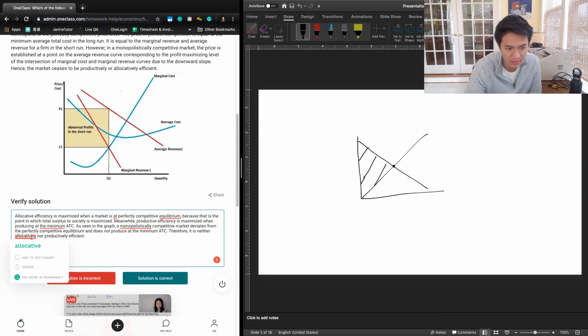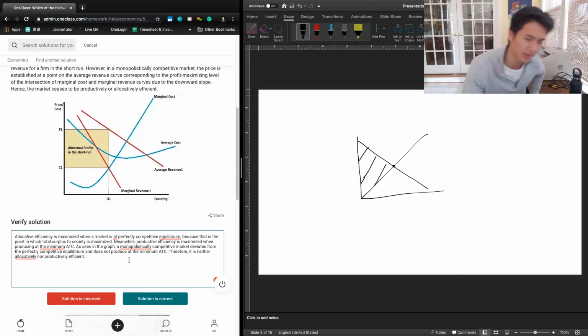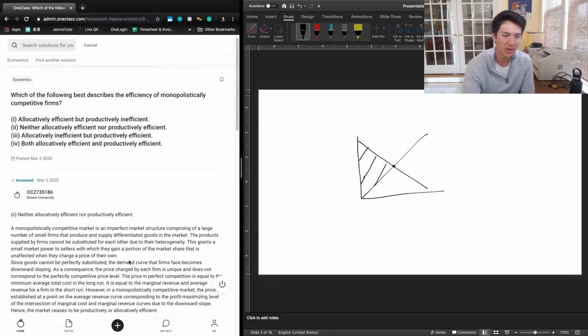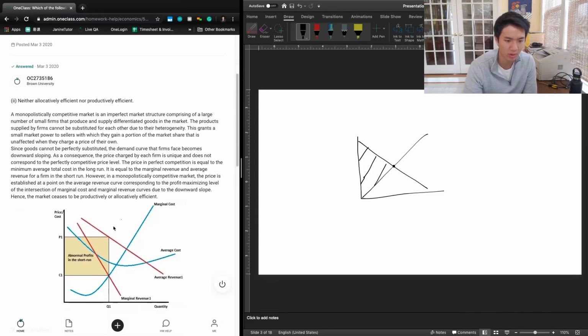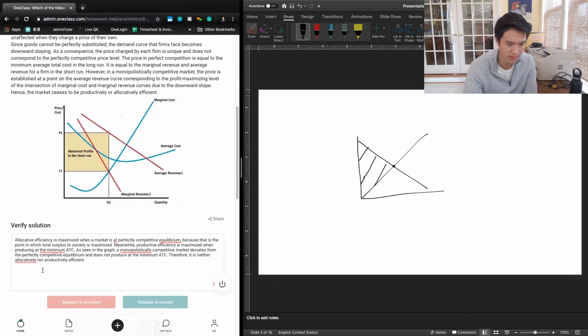I think these are just random typos. Otherwise than that, this answer choice is going to give us the definitions for both allocative and productive efficiency, and then allow us to more effectively get to the answer that is right here. So we're going to say if solution is correct, so I'm just going to clarify with that.